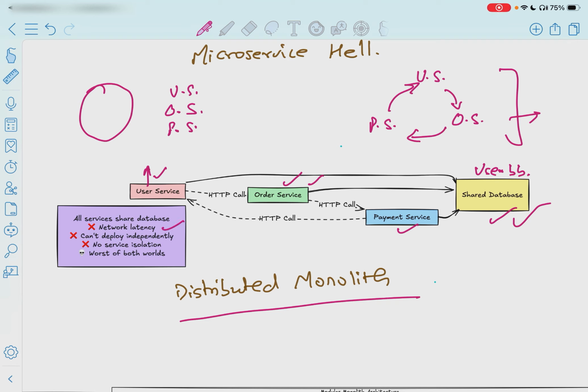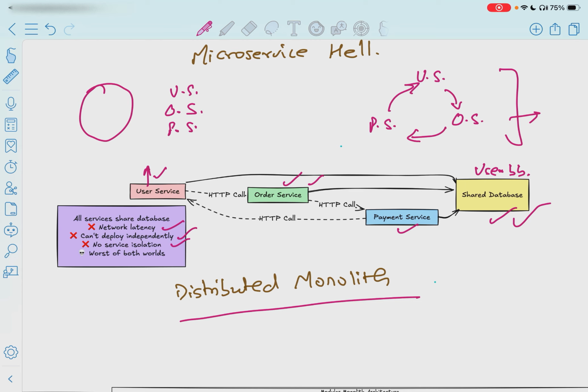We have introduced network latency because we have segregated the services. So if my user service wants to call the order service, we have to make an HTTP call, right? We cannot deploy them independently because there is tight coupling, right? No service isolation is there. So this is the worst of both worlds. So do not go for a distributed monolith.